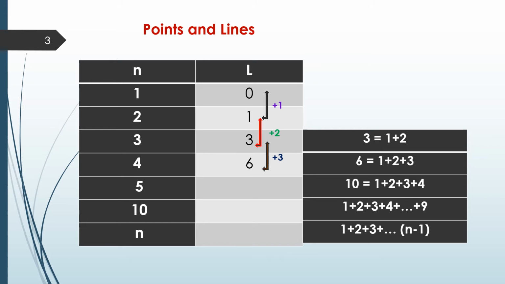Similarly, that can be extended to a general formula. When there are N number of points, the number of connecting lines will be the sum of 1 to N minus 1, which can be represented as half into N into N minus 1.